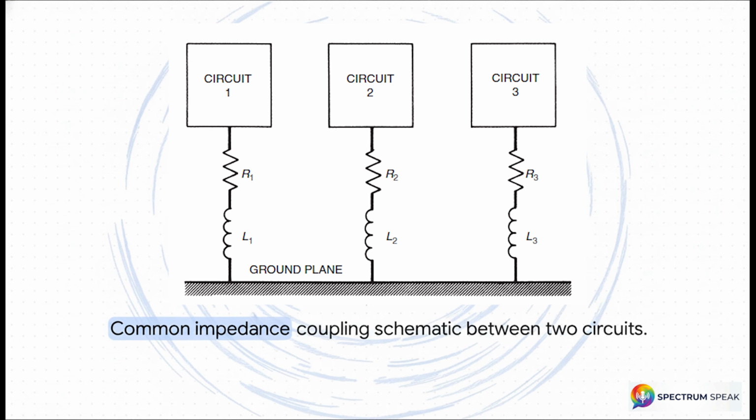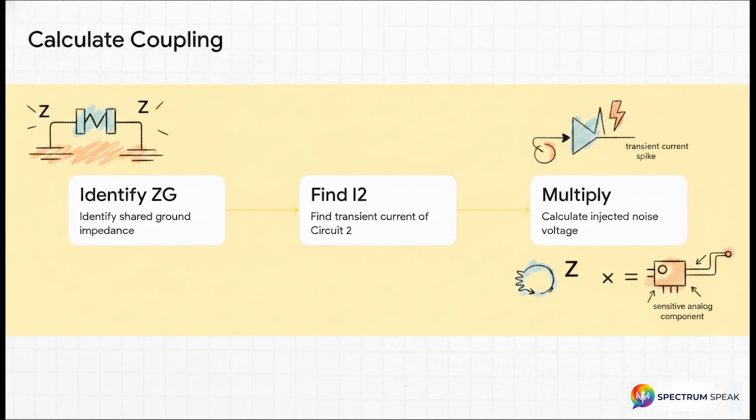Remember, that bottom wire is not 0 ohms. It represents that common line impedance we just talked about, ZG. These two circuits are entirely forced to share that single physical return path. So if you want to calculate exactly how much noise one circuit is shoving into another, just methodically follow these steps. First, identify that shared ground impedance, ZG.